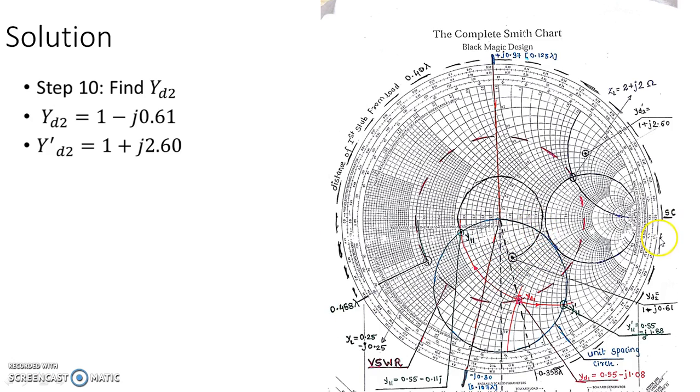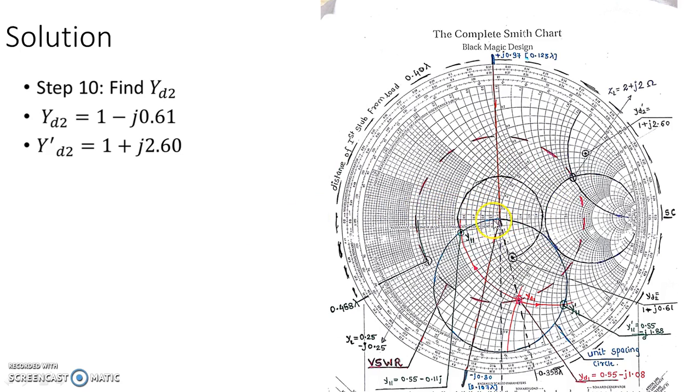Let us consider this to be my Y11, which is on the spacing circle. If I move 3/8 lambda, where will I reach? I will reach on the actual unit conductance circle, isn't it? Because the distance between the spacing circle and the unit conductance circle is also 3/8 lambda. So when I move from Y11 on the VSWR circle, I will reach the unit conductance circle. That means I will reach exactly at unit conductance.